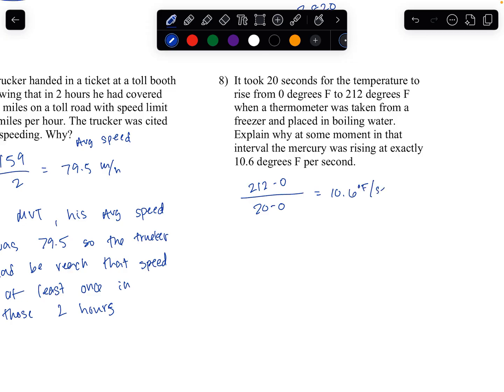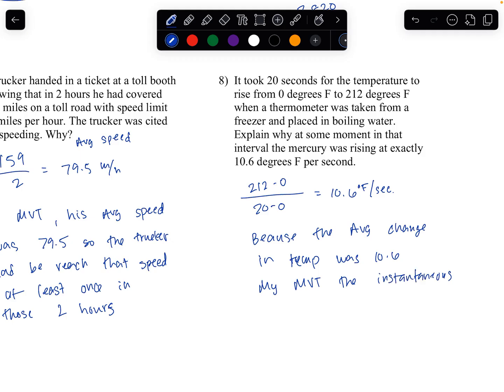So 10.6 degrees Fahrenheit per second. Because the average change in temperature was 10.6, by the mean value theorem, the instantaneous rate of change was 10.6 degrees Fahrenheit per second at some point in those 20 seconds. So there you go.